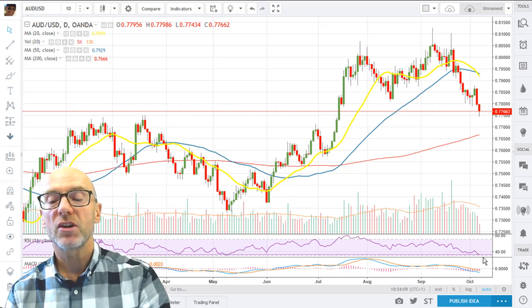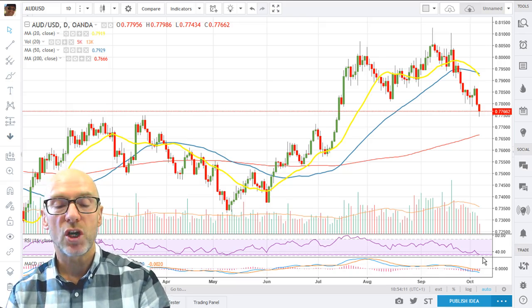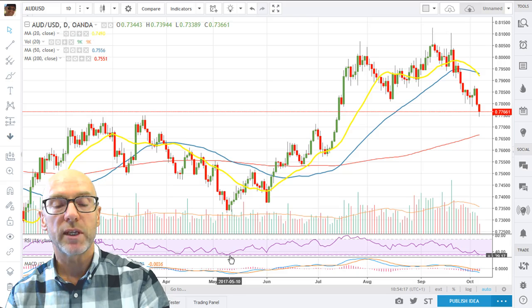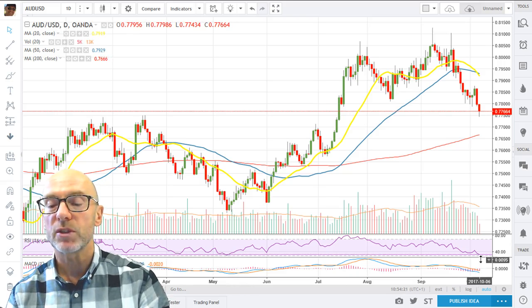RSI is in a downtrend, indicating the negative momentum that's presently around, and is 33.36, starting to look slightly oversold. If you look at other previous levels where the RSI showed oversold and then we've had a bounce, it is around the 30 level or just below, so we're starting to get oversold. And the MACD again indicates negative momentum, and they've now gone below zero as well.